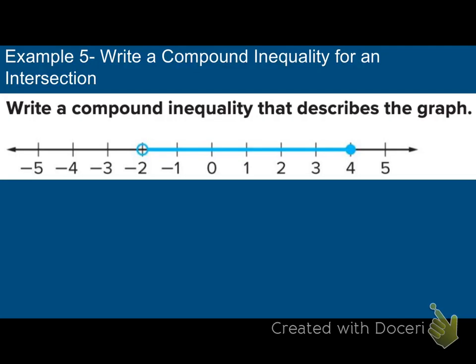Example 5. I got this example and then one more and then I'm done. 2 more examples here. Write a compound inequality that describes the graph. Earlier, we were solving for an inequality and then graphing it. Now we're kind of working backwards. We're given the graph and it wants us to create a compound inequality to describe this graph. Okay? So, does it give us a specific variable to use? So we can pick whatever variable we want.